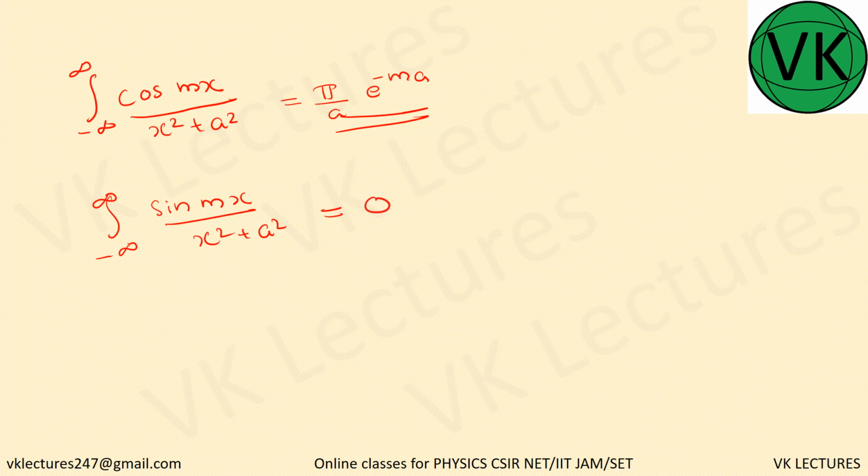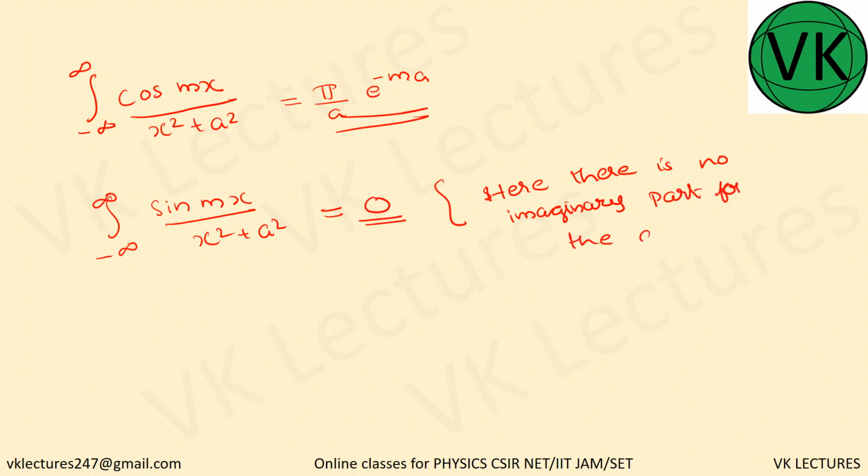Answer totally we are getting 0 because here there is no imaginary part for the answer. Only if the answer contains an imaginary part, that part will be attributed to the sine component, and the real part of the answer is going for the cos component. Likewise we can do the questions.